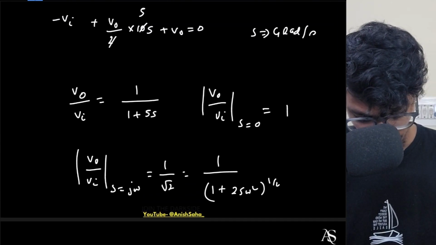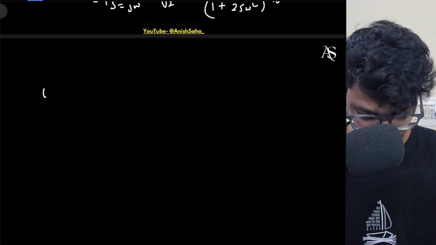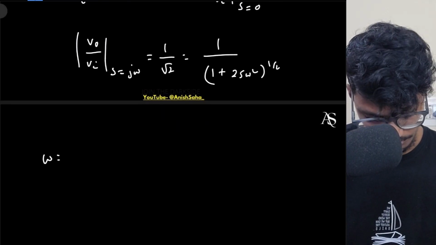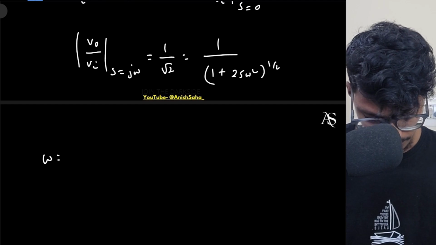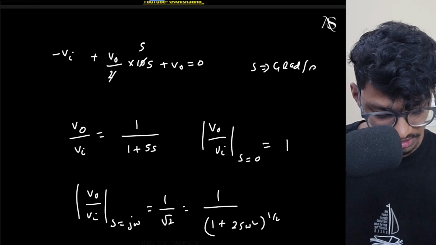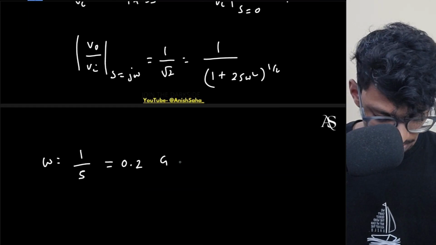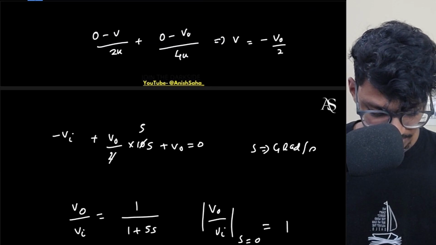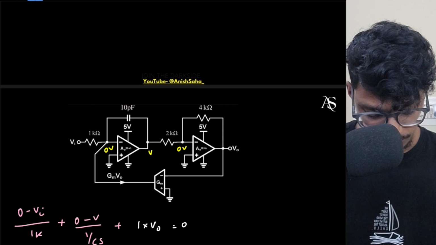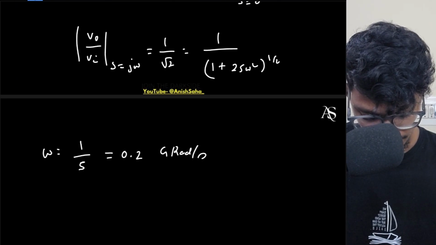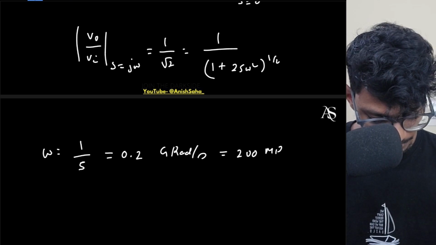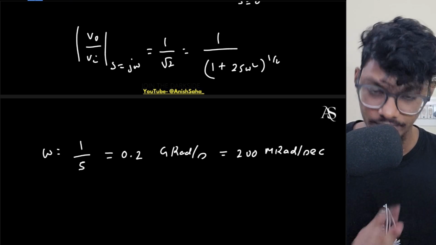So from here I can easily find out my omega. So my omega is how much? I'll just quickly compute this. It will be 1 by 5, or 0.2. What is the unit? The unit I have already assumed to be gigaradian per second. So 0.2 gigaradian per second. But in the question they have asked in mega radian per second, right? Okay, they have not asked any units. So in mega radian per second, this will be 200 mega radian per second. Okay, this will be the answer for this question.